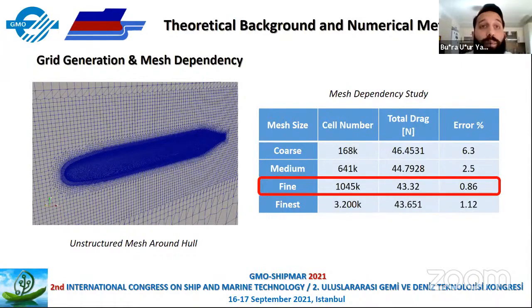Average Y+ value of the submarine hull is around 4 for 3 meters per second velocity. After the mesh dependency study, it can be seen in the table that the fine mesh around the hull is the most convenient mesh size, which is around 1 million cells.